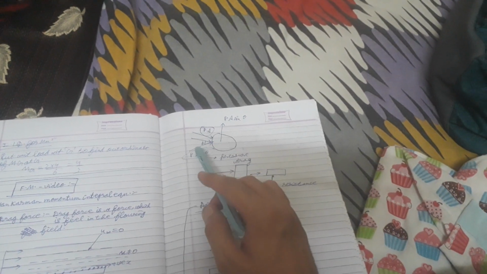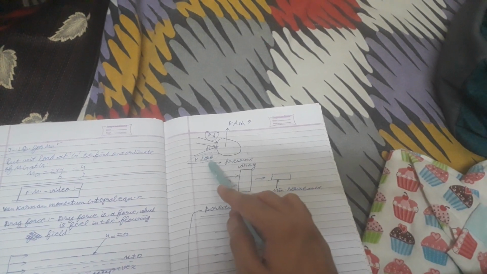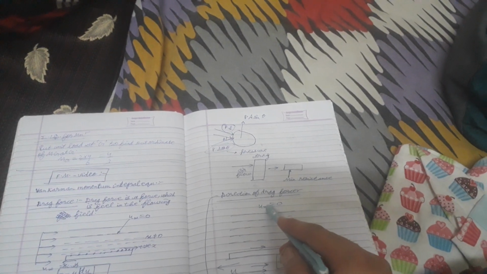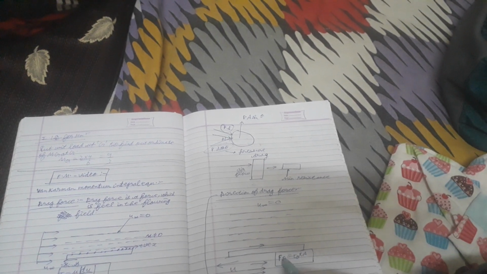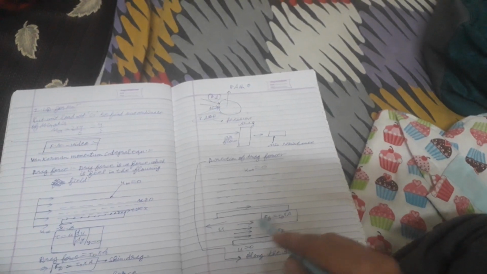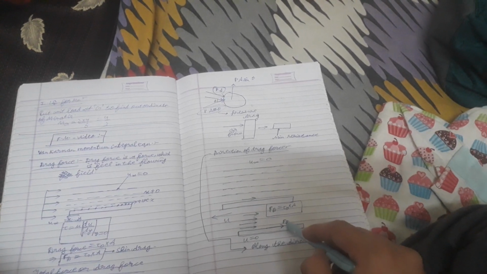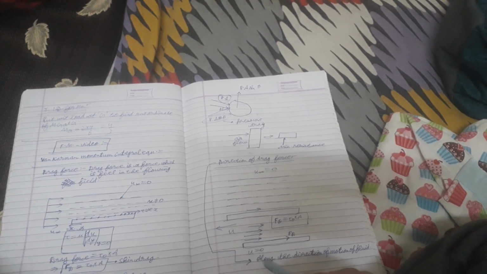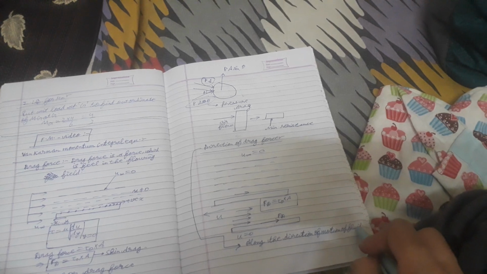Then this is P A. This is P A cos theta and this is P A sin theta. P A cos theta is the pressure drag. This is the airflow direction with minimum resistance. Direction of drag force: U infinity is not equal to 0, and Fd is equal to tau naught into A. The direction of drag force is along the direction of motion of the fluid.